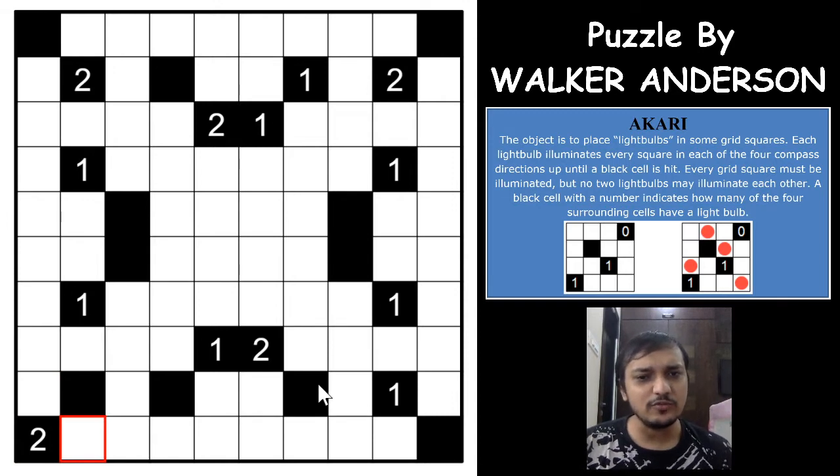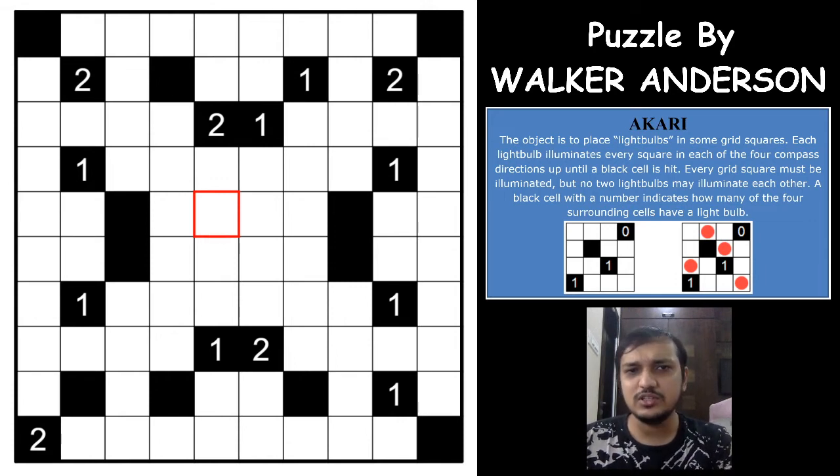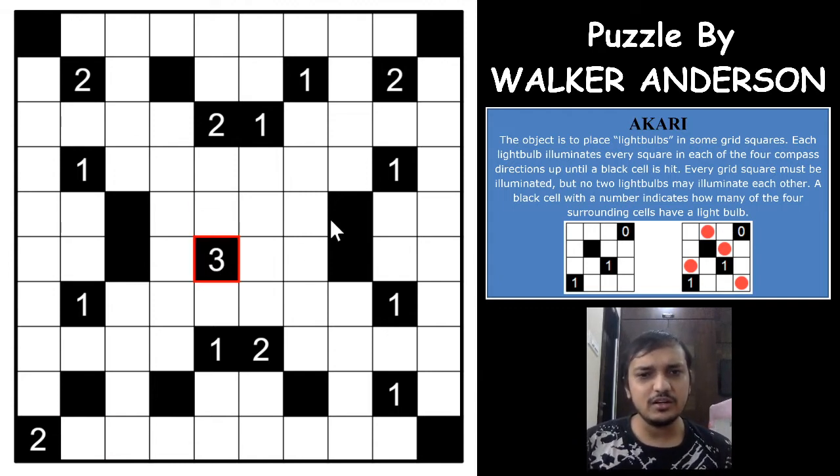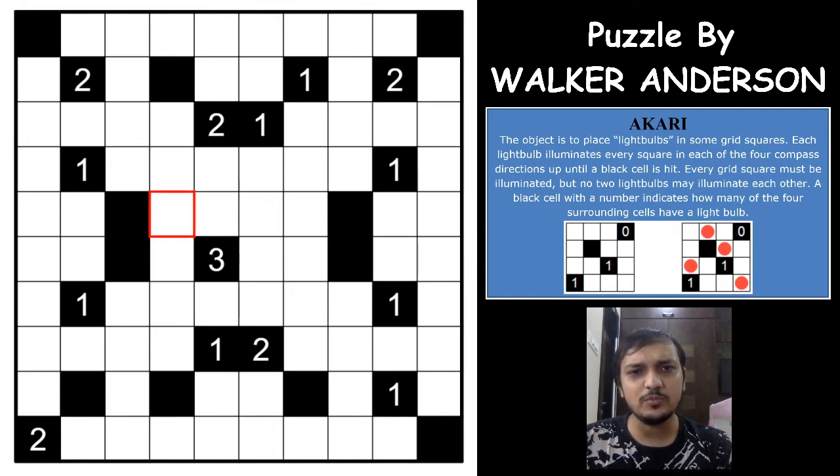The second thing you have to see is, okay, just assume that you have a 3 here, right? And out of these 4 cells, there have to be 3 light bulbs, right? So you can eliminate these 4 cells as not being the light bulb.